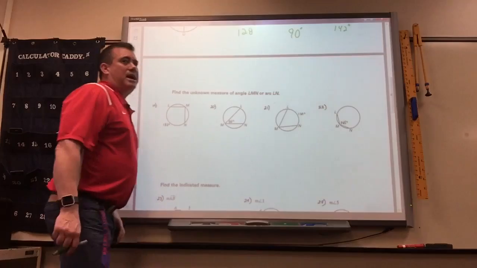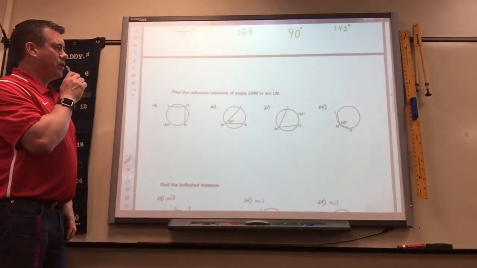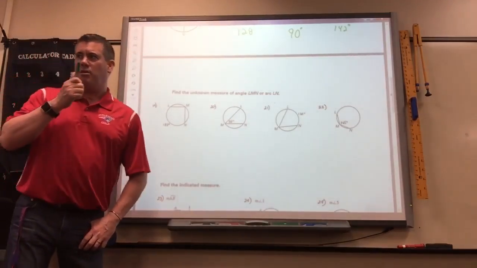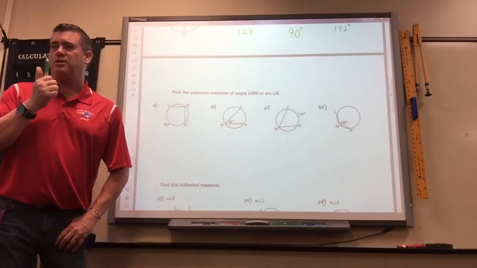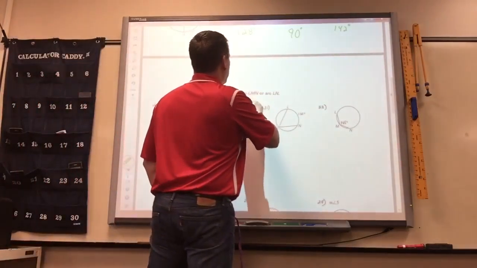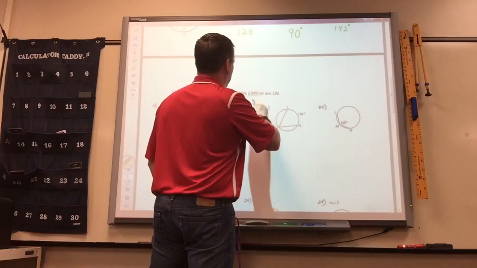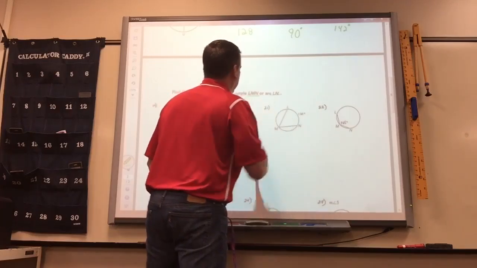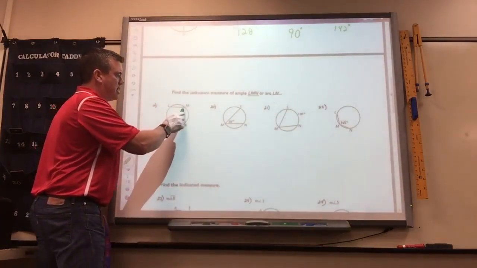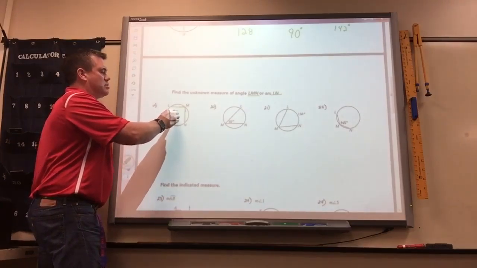Okay, the inscribed angles. Now, there's a trick on these to make sure you read the directions. They either want angle LMN or arc LN. So here's the angle, which is half of that, so it'd be 91.